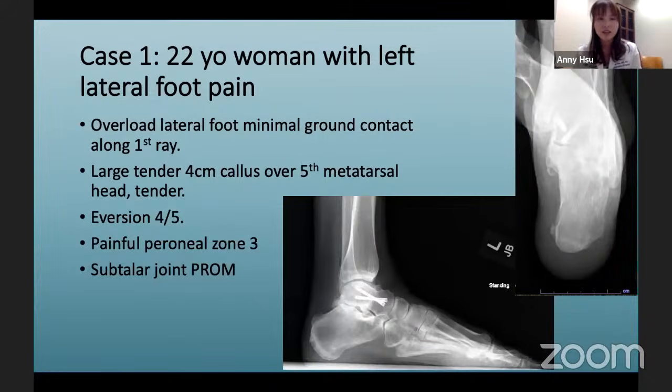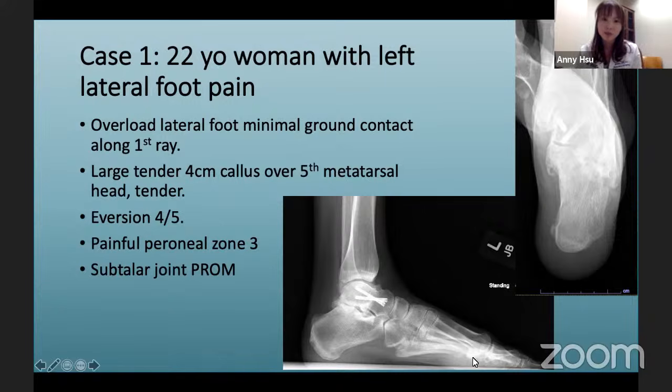And on clinical exam, you could see that when she stands, her lateral column is bearing the majority of her weight, and her first ray is hardly touching the ground. And you can kind of get a sense of that from her lateral x-ray here as well.